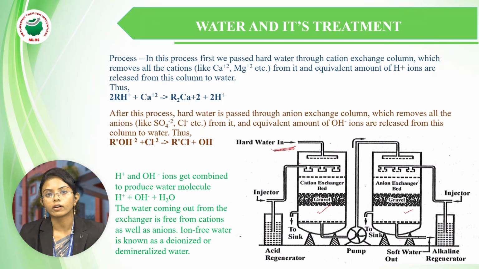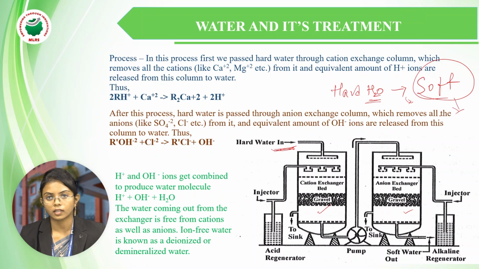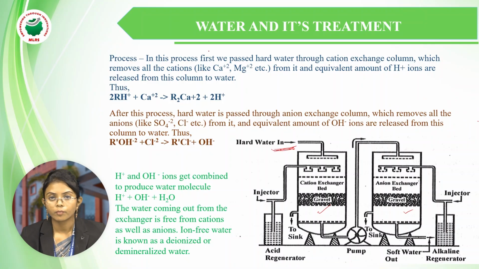The main aim of our process is that hard water should be converted into soft water. The hardness causing salts present in the water should be removed by the process, and the soft water which we get at the end of the process will be pure. That means no ions or no minerals are present in the water. So coming to the process, first we pass the hard water through the inlet to the cation exchanger.